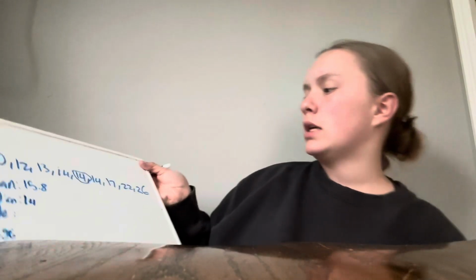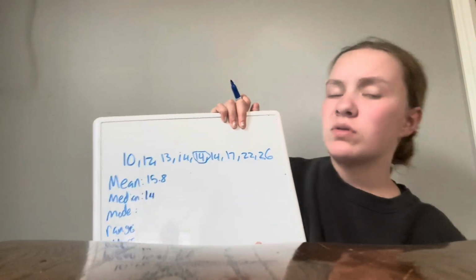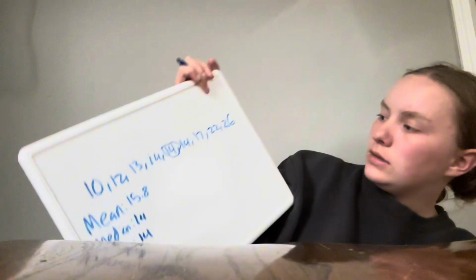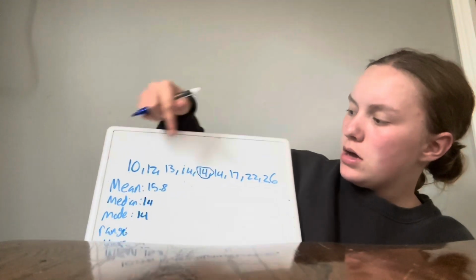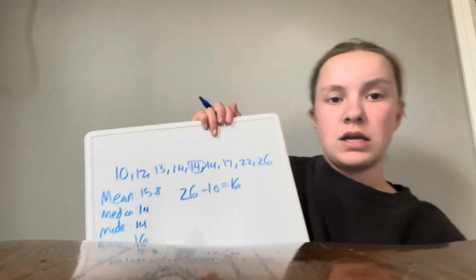We're going to figure out what the mode is. The mode is the number that shows up the most. Yes, it is 14 because 14 shows up 13 times compared to the other numbers. So our mode is 14. The range is the biggest number subtracted by the smallest number. So 16.